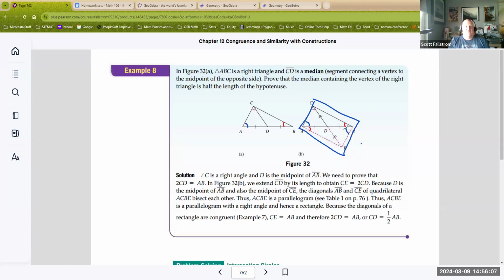And if it's a rectangle, well, the diagonals of a rectangle hit in the middle and they bisect each other. So, I mean, they're congruent, but they also bisect each other. And that's how you can make this conclusion that the median containing the vertex is half the length of the hypotenuse. Which is kind of a cool piece. We'll see how that connects back to circles here in a little bit.